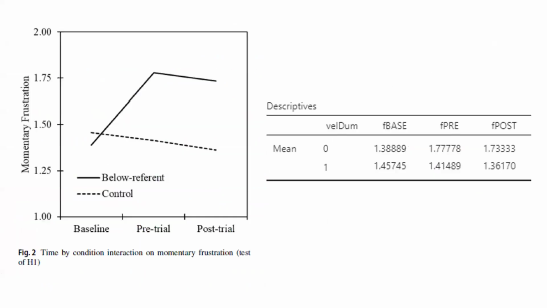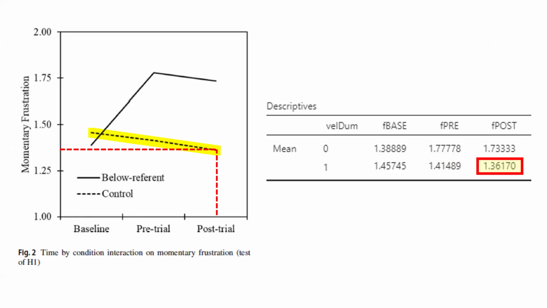So if we look here, we have these means plotted. If we look in the below referent condition, which is just coded 0 in the data, we can see the mean at baseline is 1.39, and that's plotted there. The mean at pre-trial in this condition was 1.78, that's plotted there, and the mean at post-trial was 1.73. Likewise, in the control condition, the mean at baseline was 1.46. The mean at the pre-trial was 1.41, and the mean at the post-trial was 1.36.